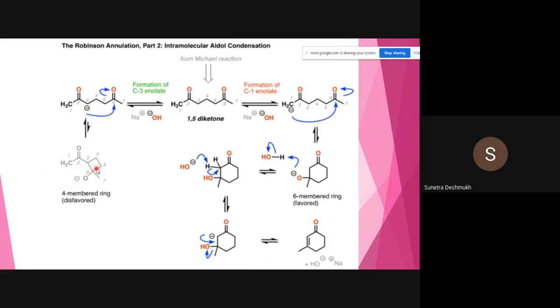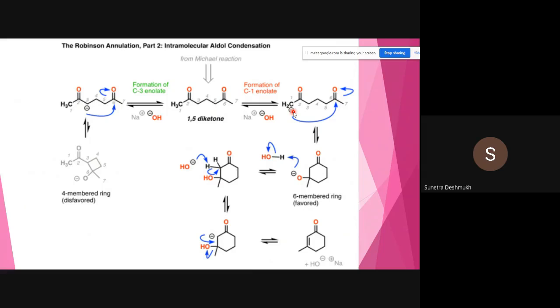It is a very strained ring, and it is not easy to form this highly strained 4-membered ring. So the abstraction of a proton at the third position has been ruled out, because we cannot generate this highly strained 4-membered ring. Even if it forms, it does not give this type of product.